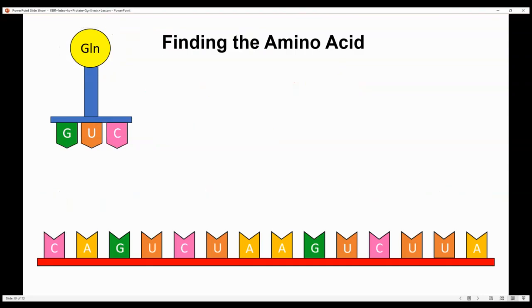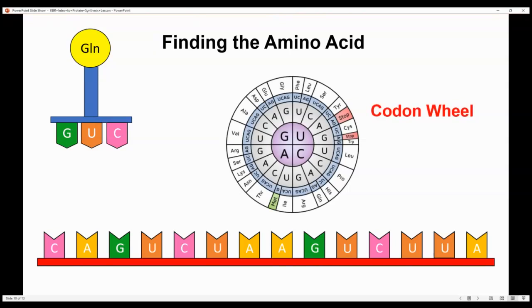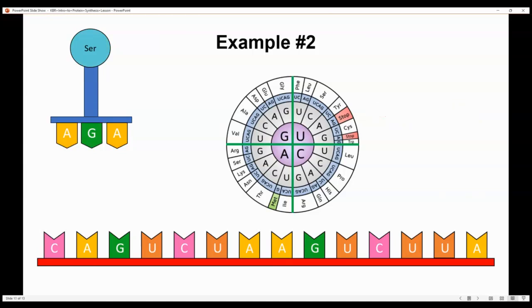So now let's find the amino acid. We're going to find the amino acid by using a codon wheel. We can break this up into 4 sections. Let's look at the anticodons, AGA. AGA would pair up with UCU, because A pairs with U, since we're working with RNA now, not DNA. And G still always pairs with C.